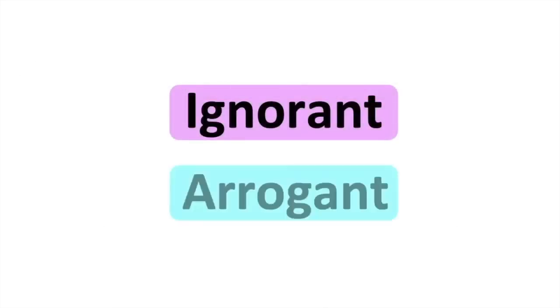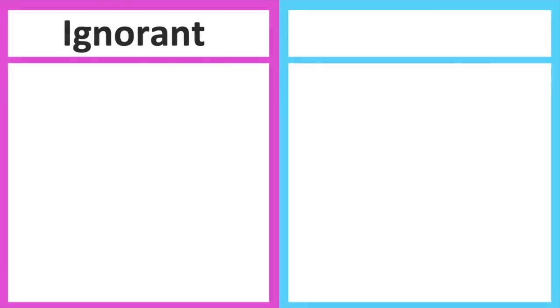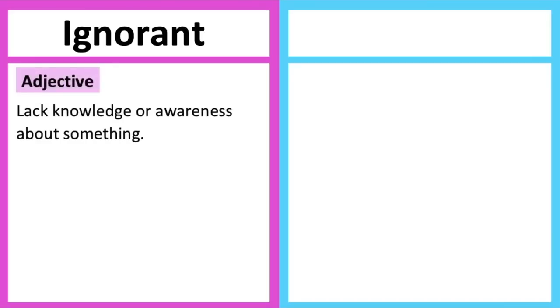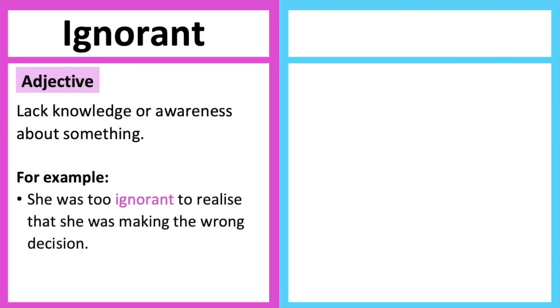Ignorant, arrogant. Both are adjectives. Therefore, they describe a noun. Ignorant is an adjective and it refers to the lack of knowledge or awareness about something. For example, she was too ignorant to realize that she was making the wrong decision. Another example is, ignorance is bliss.